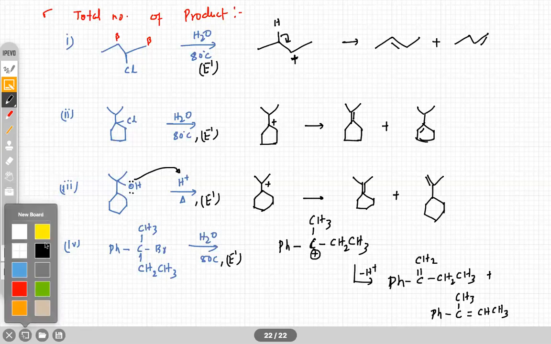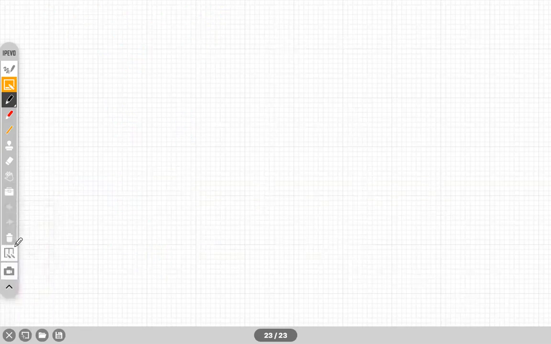Okay, so the reaction is not that difficult, but in the question, the difficult part is to identify whether the reaction goes under SN1 or E1 reaction, right? Because both have a very close competition here. Okay, now see this question here.